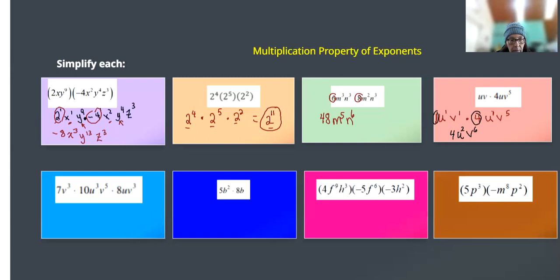I've got 7, 10, and 8 outside. So 7 times 10 is 70, times 8 is 560. Now, we're multiplying. Let's look at our common bases. We got a v to the 3rd, a v to the 5th, and a v to the 3rd. So I'm going to bring down the common base, and then I'm going to add the exponents. 3 plus 5 is 8, plus 3 is 11.